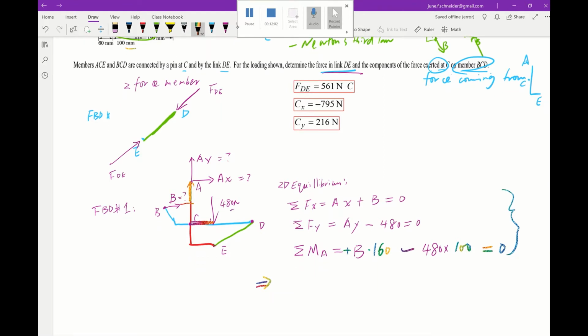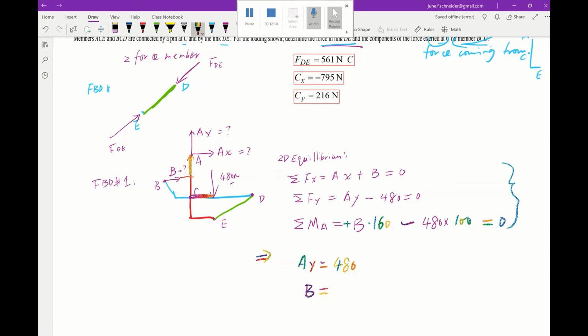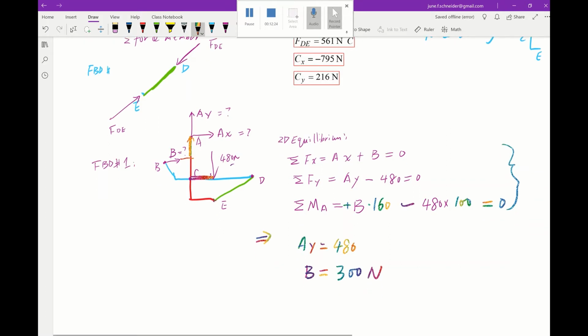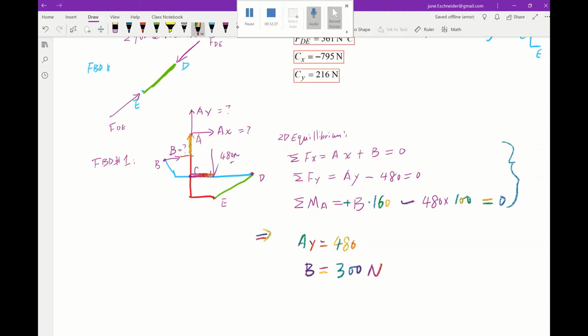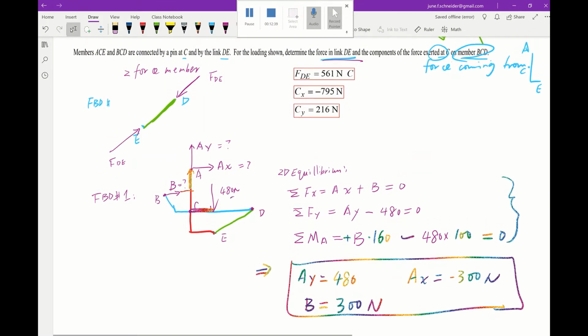But also this one seems to be straightforward to solve. So AY will have 480 from equation number 2, and we can solve B from equation 3. Then we'll have what, 300? B has 300 Newton. And since we found our B, we can go ahead and solve our AX. So our AX is going to be equal to negative 300 from the first equation. Then you got the reaction supports using the entire FBD, right?